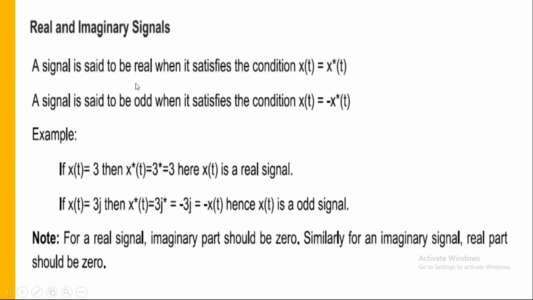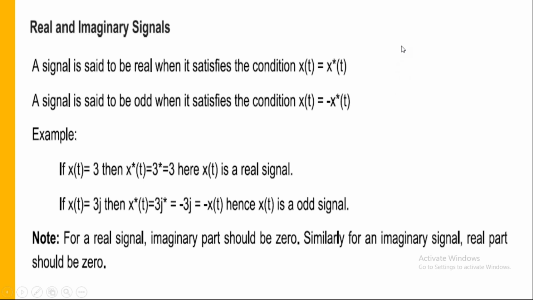A signal is said to be real when it satisfies the condition x of t equal to x star of t. Now try to understand what this x star of t is. Let us assume x of t is e power j omega t, which means that it looks like e power j theta.